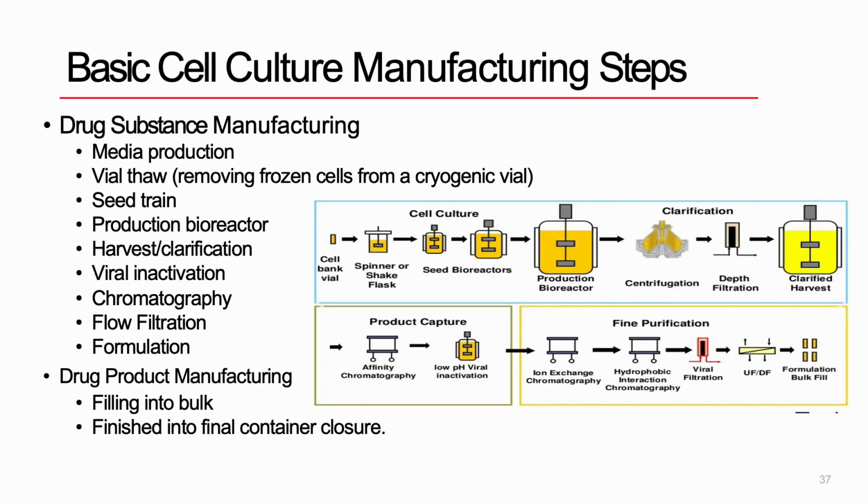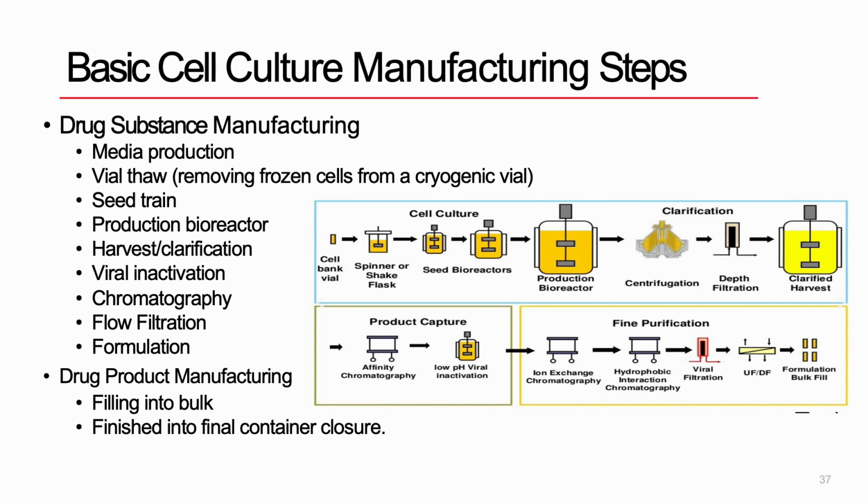Now, let's continue with the basic cell culture manufacturing steps. Here, we can talk about media production, where we prepare the media with the gases, the nutrients, hormones, etc. Then we can talk about the vial thaw, which is removing frozen cells from a cryogenic vial. Then we can have a seed train, and we end up in the production bioreactors.